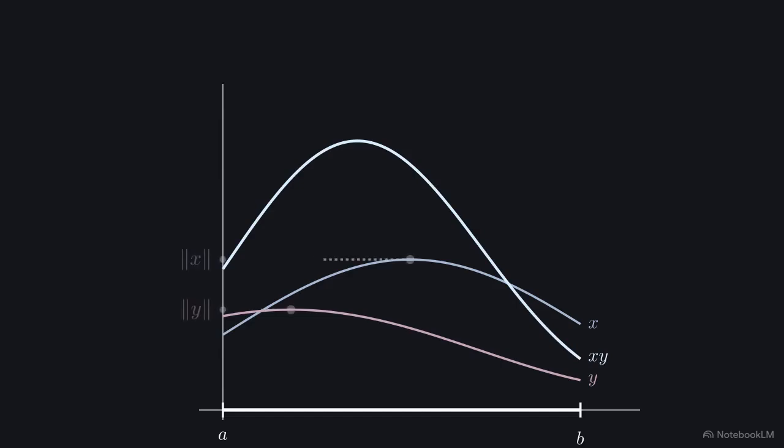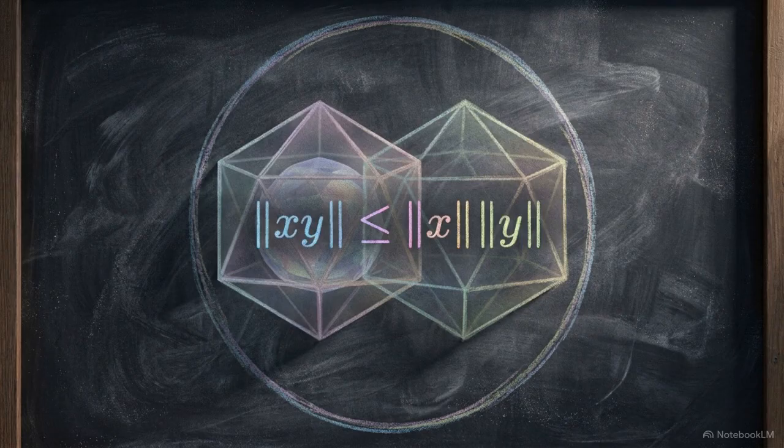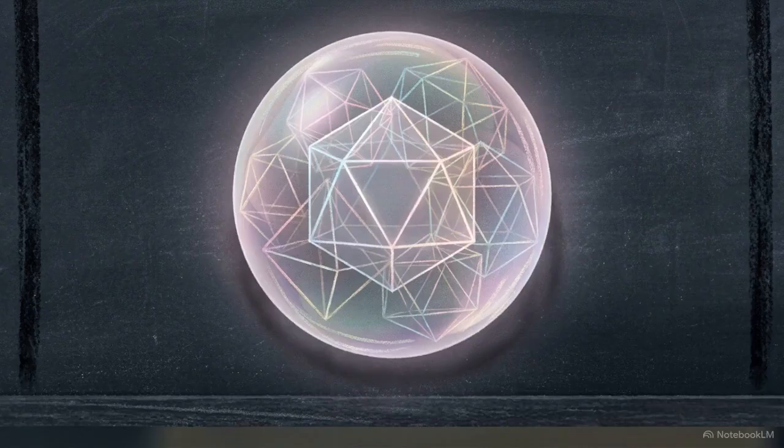Since the norm is defined by the maximum value of the function, the peak of their product will never exceed the multiplied peaks of the individual functions. This submultiplicative inequality serves as the functional link between measurement and multiplication. It ensures that multiplying vectors remains a continuous operation, keeping the output size bounded by its inputs.